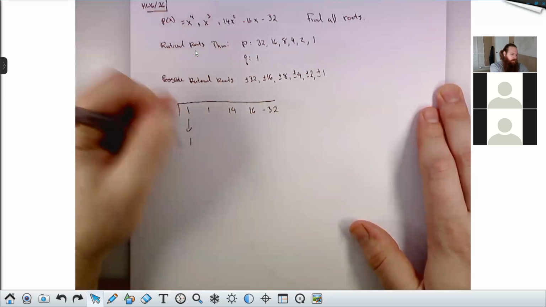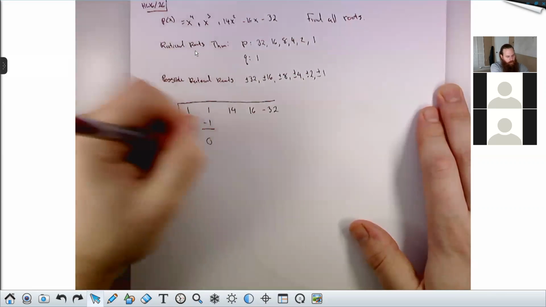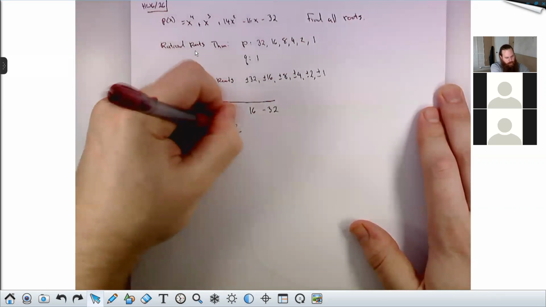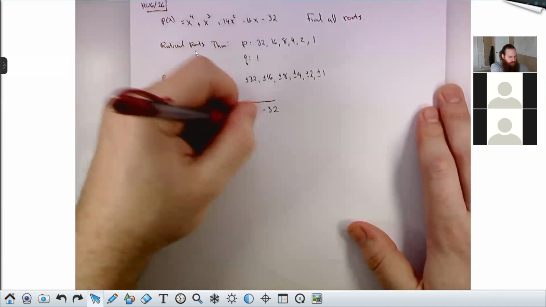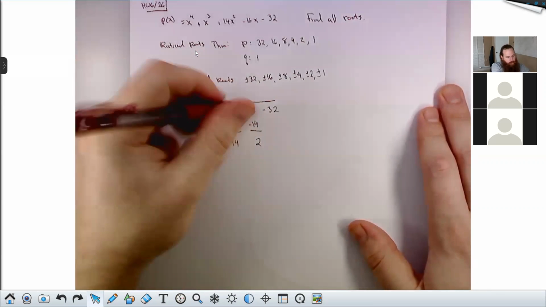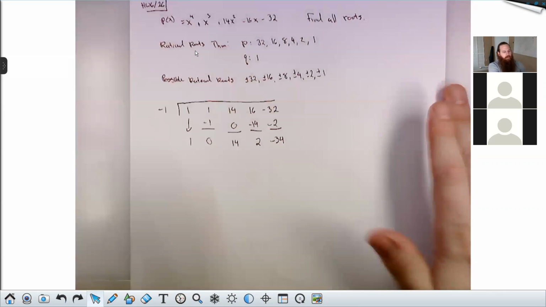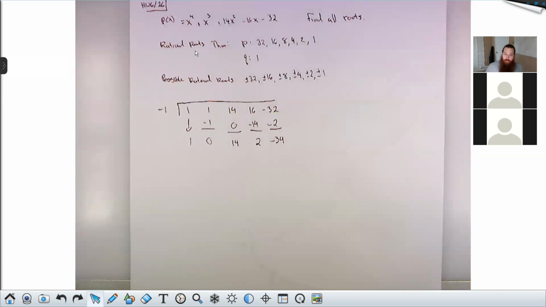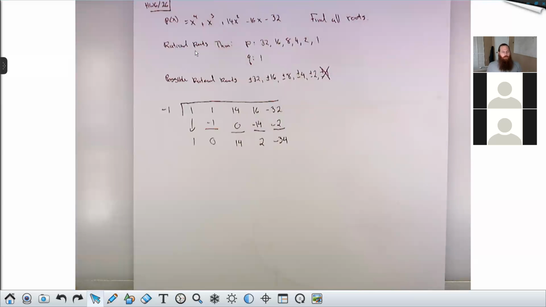I bring this guy down. I add, multiply these two and then add, that's 0. 0 times -1 is 0, plus 14 is 14. -1 times 14 is -14. If I add these up, I get +2. -1 times +2 is -2. So this is -34. So the remainder here is -34, which is not 0, which tells me that -1 is not a root. Since we already checked +1 just by plugging in, I can rule out both of those and move on to 2.